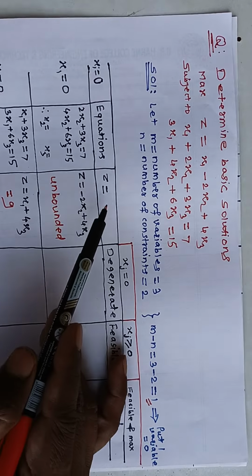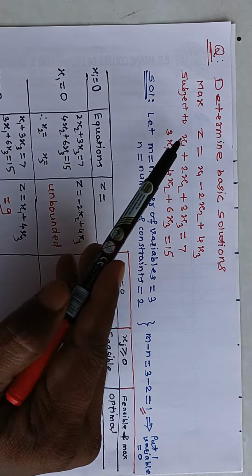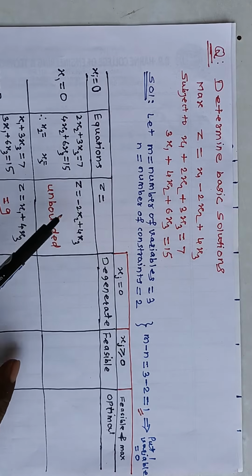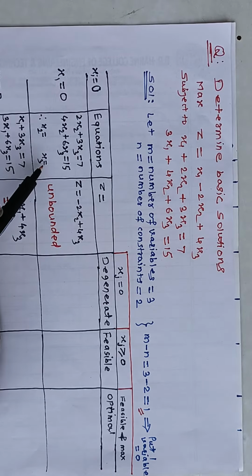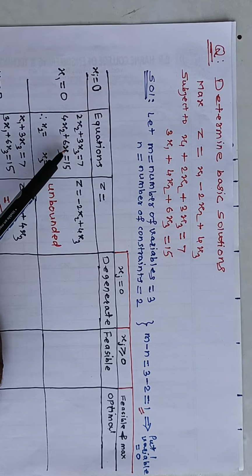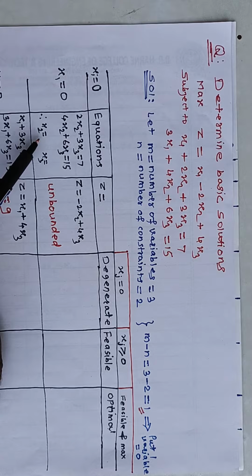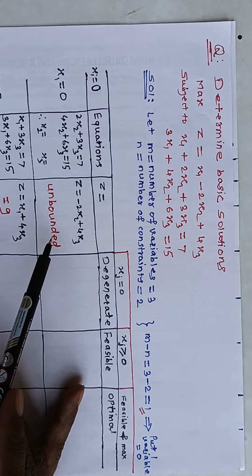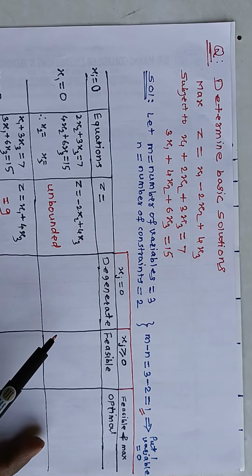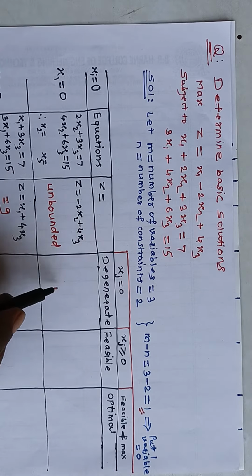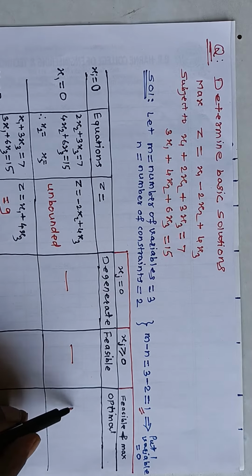So you can put the value of z here, putting x1 equal to 0, in the objective function: z is equal to -2x2 plus 4x3, but x2 and x3 cannot be found. If we solve these two equations, that gives a maths error, so we should not get the values of x2 and x3 here. So the solution is unbounded. If the solution is unbounded, then it is not required to know whether the solution is degenerate, feasible or optimal. So you can put dash dash only.